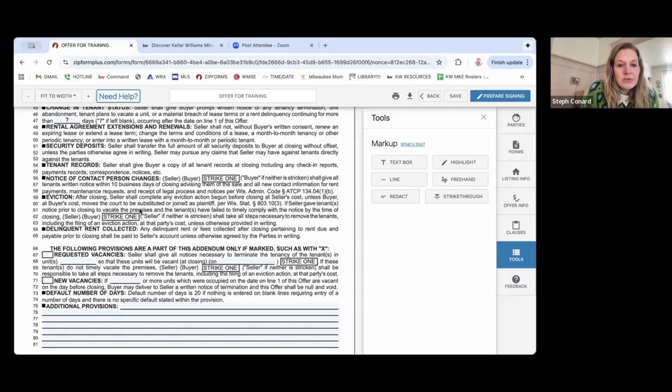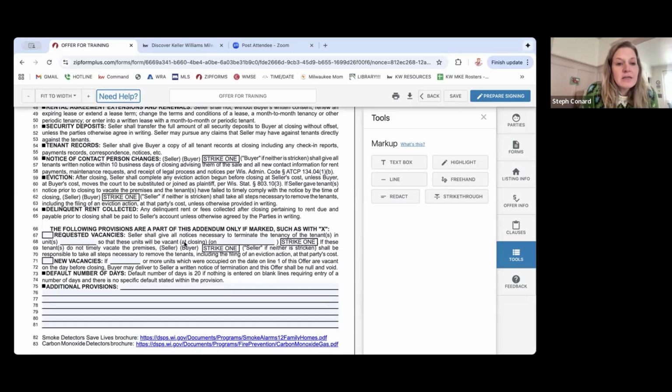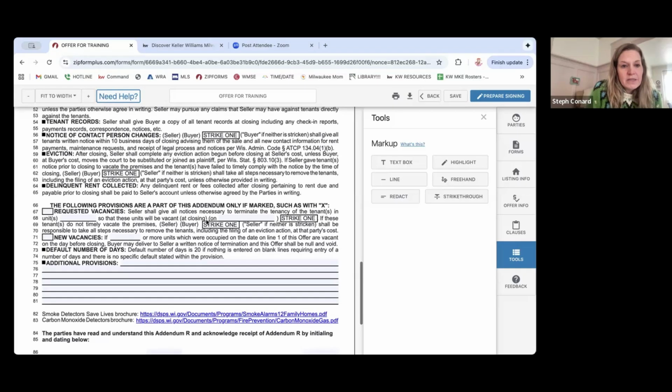Rental agreement extensions and renewals. The seller shall not, without the buyer's written consent, renew an expiring lease or extend a lease term, change the terms and conditions of a lease, a month-to-month tenancy or other periodic tenancy, or enter into a written lease with a month-to-month or a periodic tenant. Again, a good provision for a buyer. Security deposits: the seller shall transfer the full amount of all security deposits to the buyer at closing without offset unless otherwise agreed. I kind of went over that above. Tenant records: the seller shall give the buyer a copy of all the tenant records at closing, including any check-in reports.